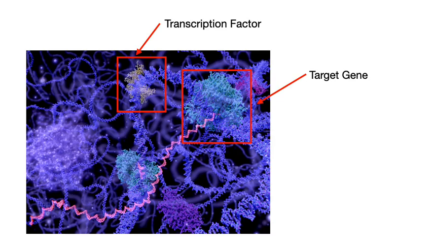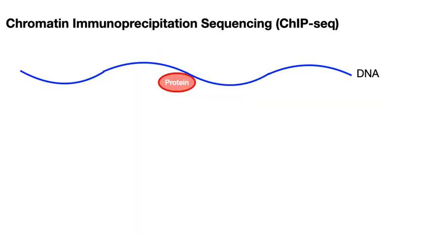There's so much going on. Proteins flying on and off, complexes forming, etc. Yet, there is a way to capture this experimentally. For example, this might be a transcription factor that regulates the activation of, for example, this target gene. To test this, we're going to use an experiment called chromatin immunoprecipitation sequencing.